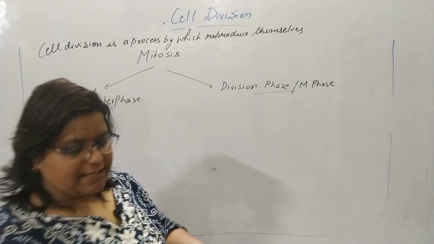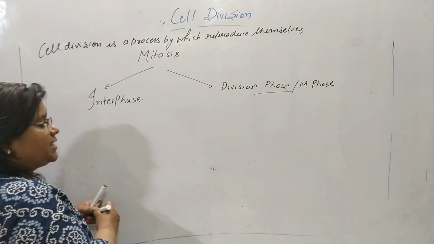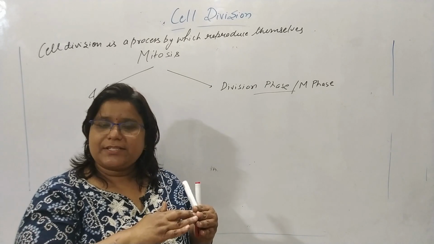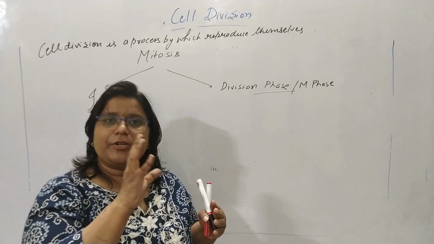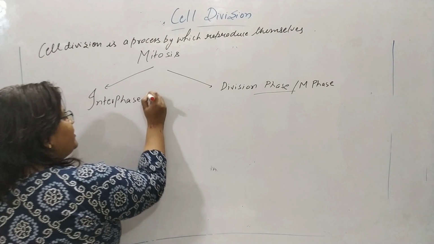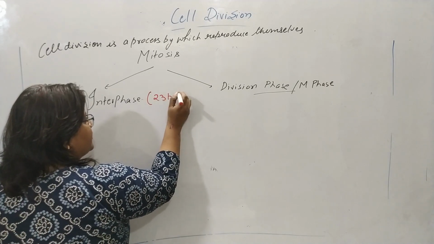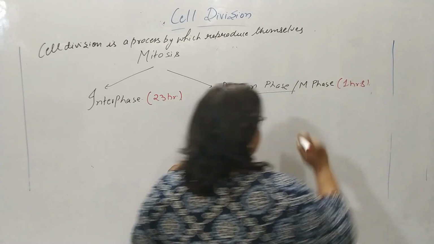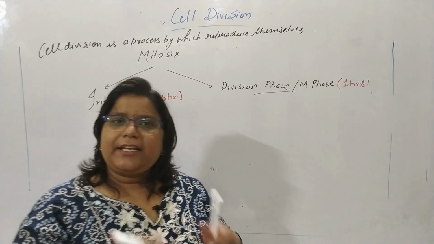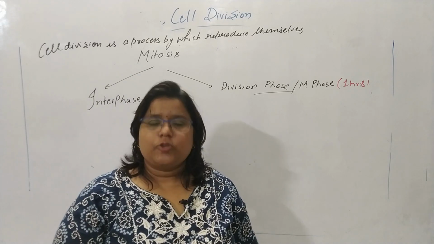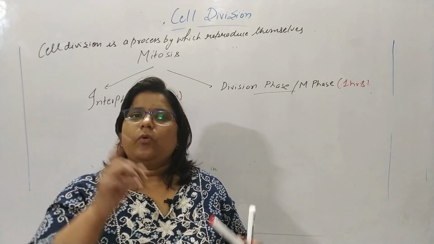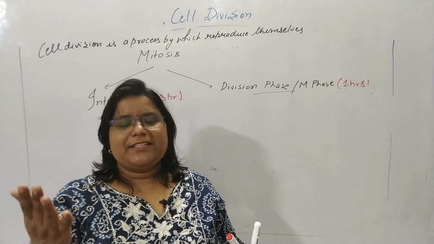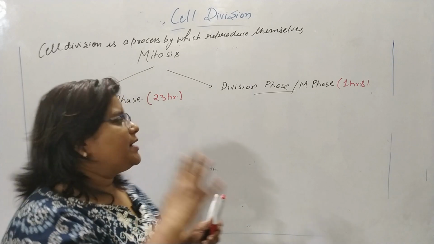The interphase is a time-taking process; it takes 95% of the duration of the cell cycle. Generally a human cell takes 24 hours to divide. In that 24 hours, the interphase takes 23 hours, whereas the division phase takes only 1 hour.